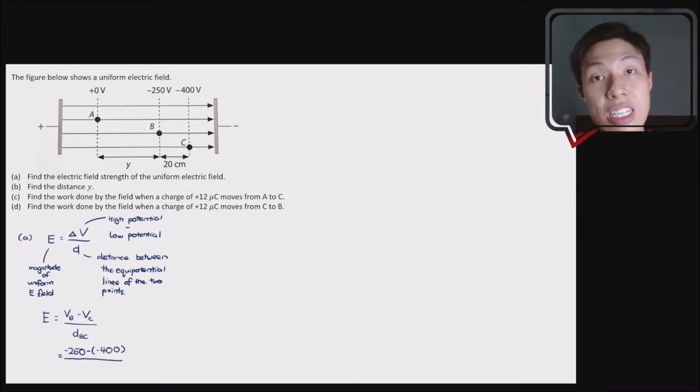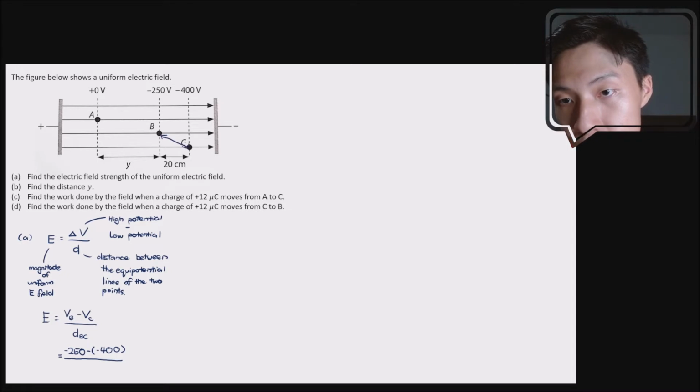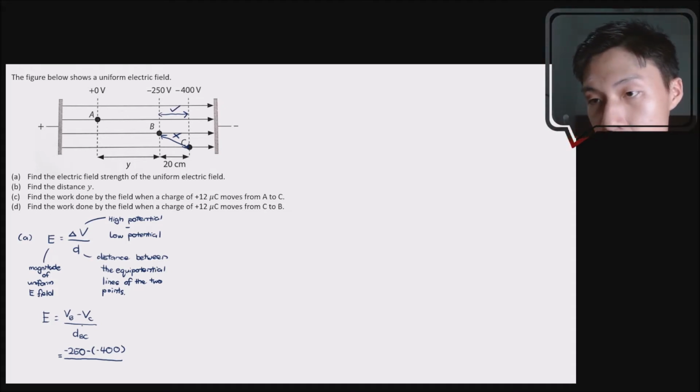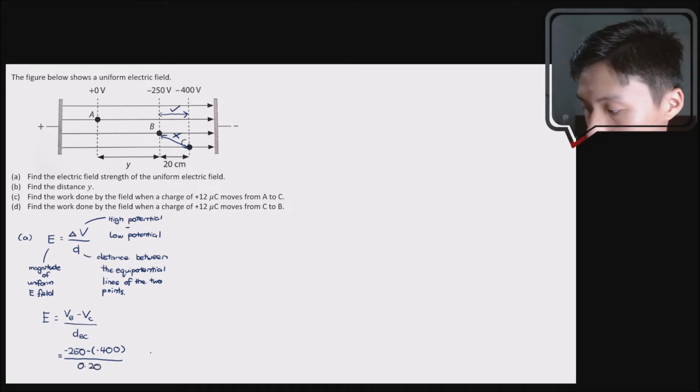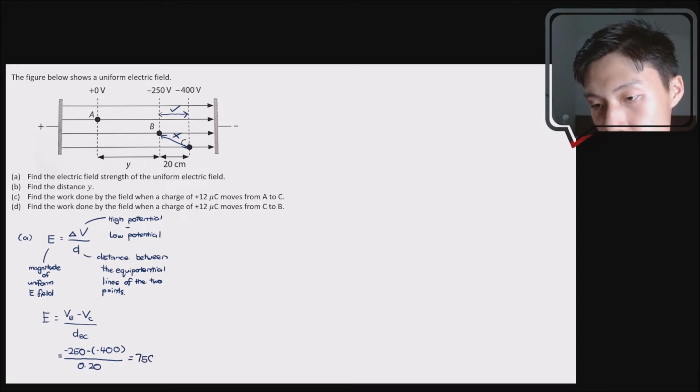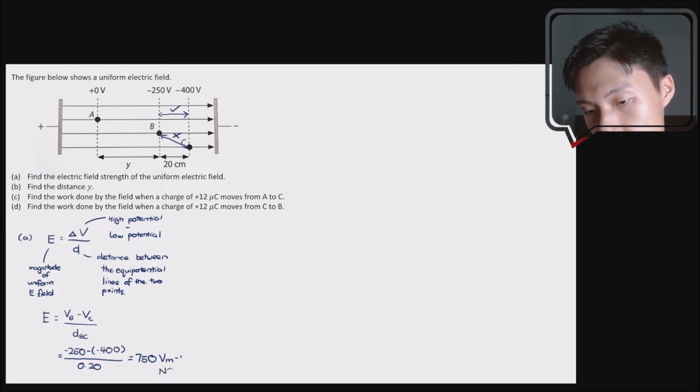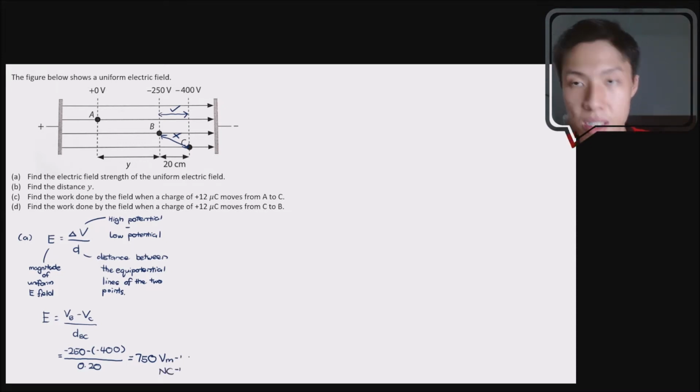Then the distance is the distance between the two equipotential lines. You are not finding the distance from B to C. This is not the distance you're looking for. This is the distance you're looking for: the distance between the two equipotential lines. So you substitute in the distance, which is 0.20. If you put everything into your calculator, I believe you get an answer of 750 volt per meter. If you want to write Newton per coulomb, that's fine as well. For electric field, you can express it in terms of volt per meter or even Newton per coulomb.